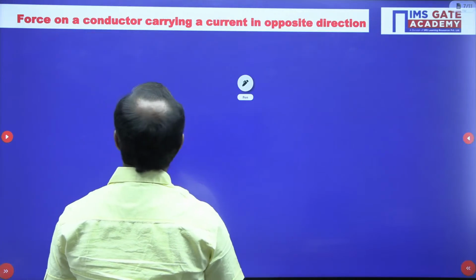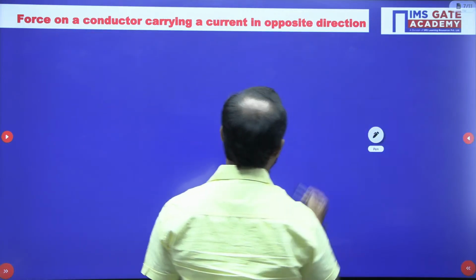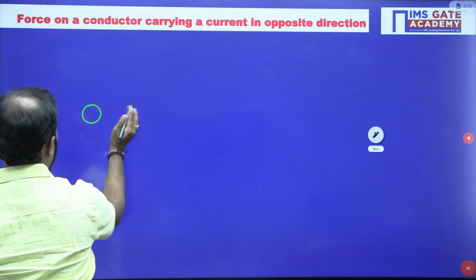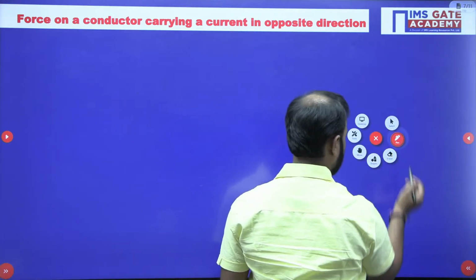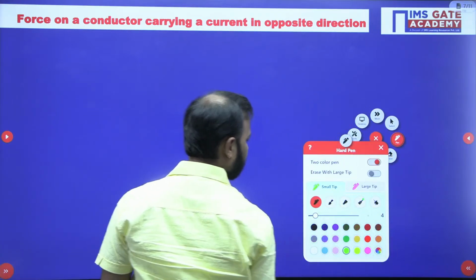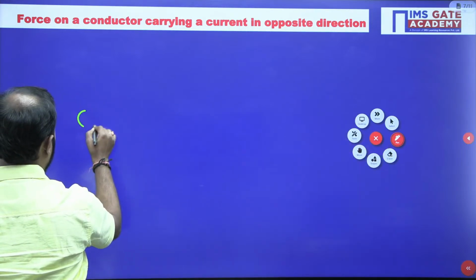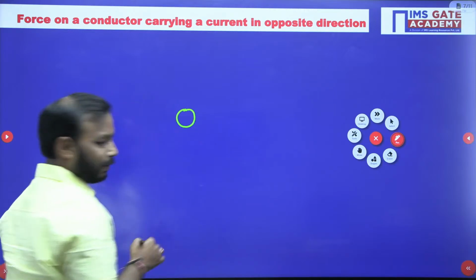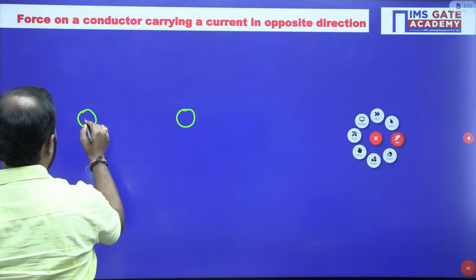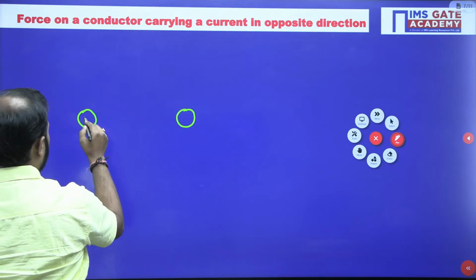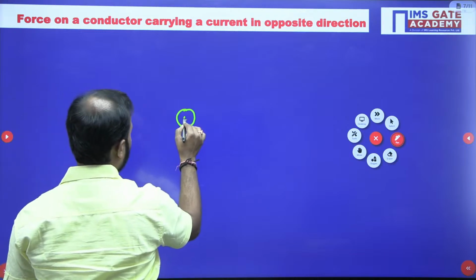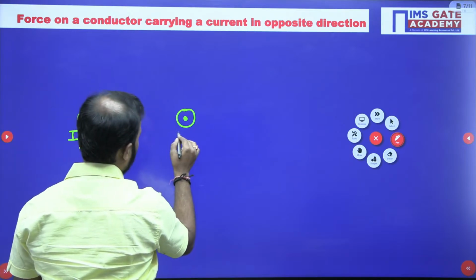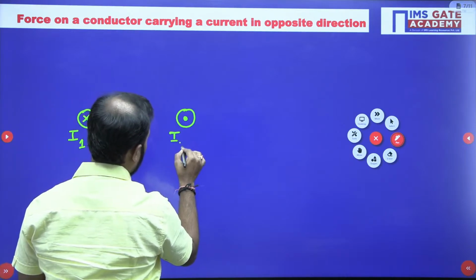Okay, now come to the next part, that is force on a conductor carrying current in opposite direction. So let me take a conductor like this, one conductor and second conductor, but this time let me make this current as cross and this as dot. So here the current is, let me take I1, and here the current is I2.